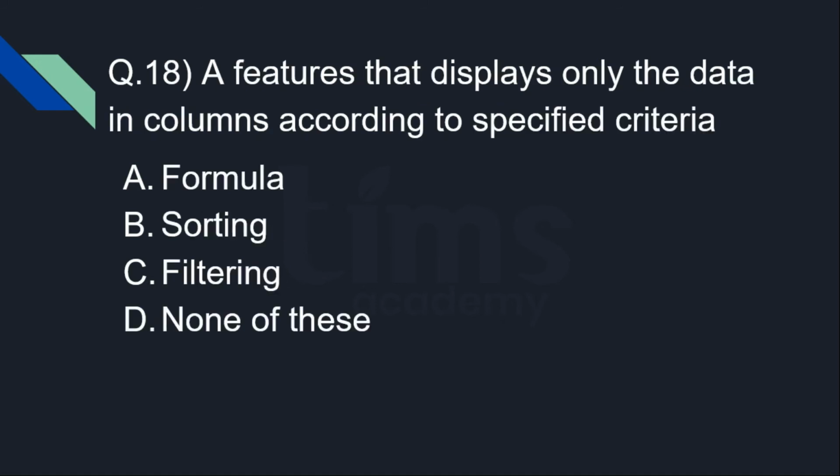Question number 18. Which feature displays only the data in columns according to specified criteria? Option A, formula; option B, sorting; option C, filtering; option D, none of these. The answer is option C, filtering.